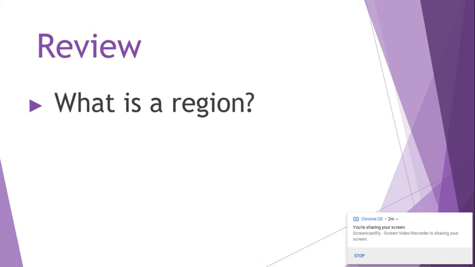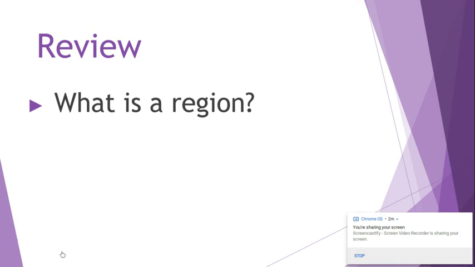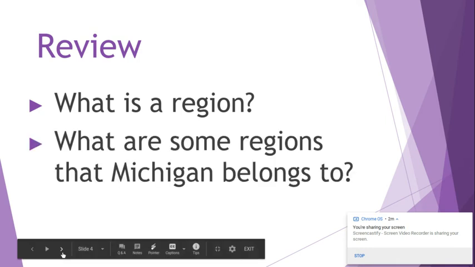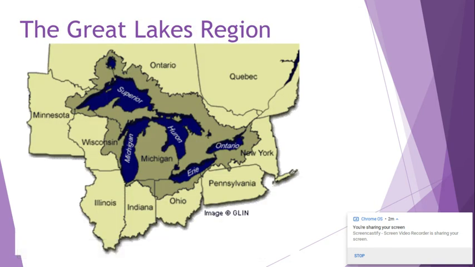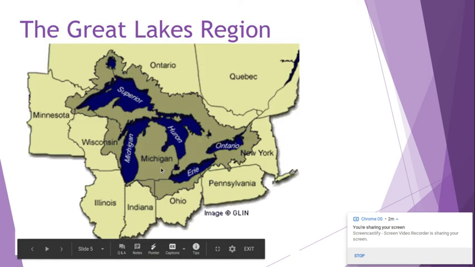We already know a region is a place where the area has the same characteristics. Okay. We also know that Michigan belongs to the Midwest and the Great Lakes. So here's a picture of the Great Lakes region. So you can see that Michigan right here has these Great Lakes that surround it.